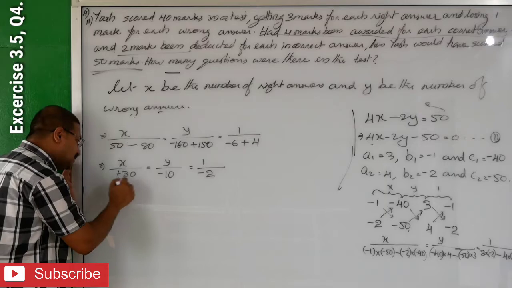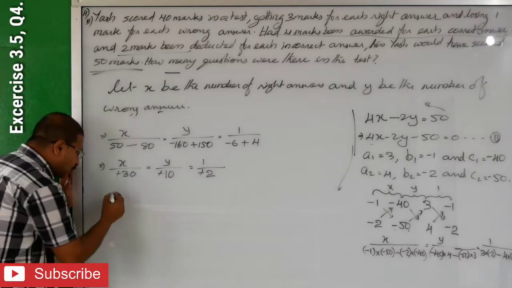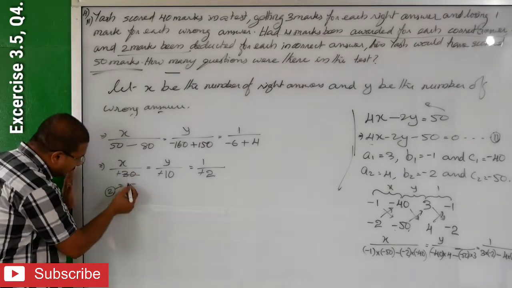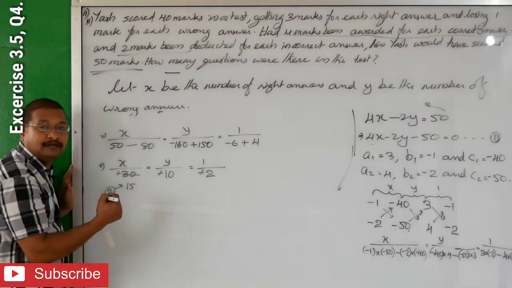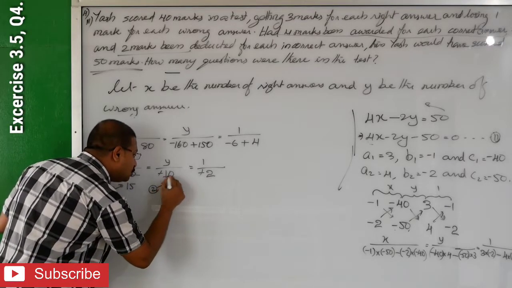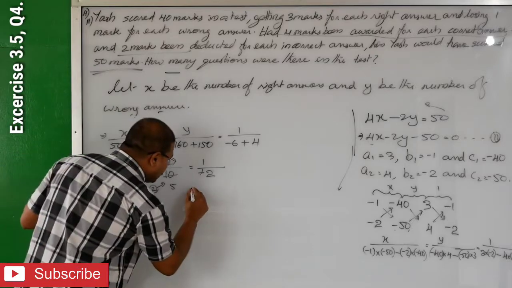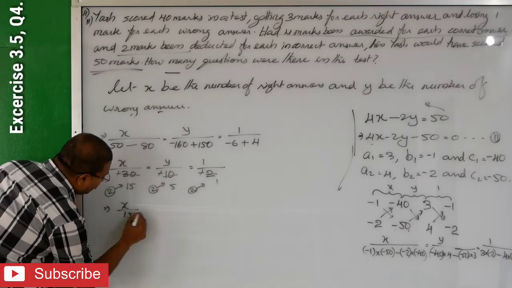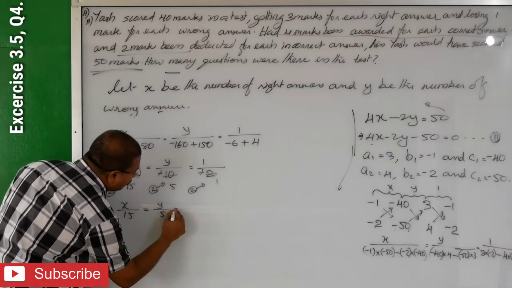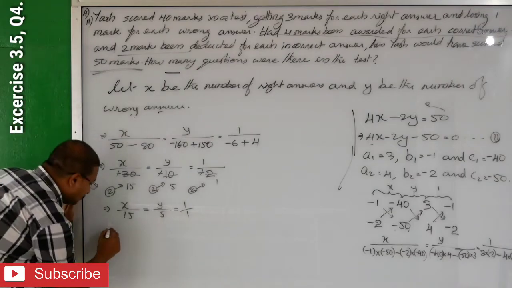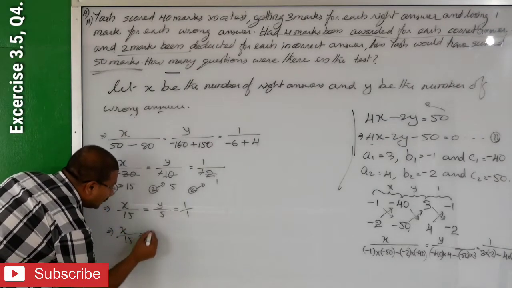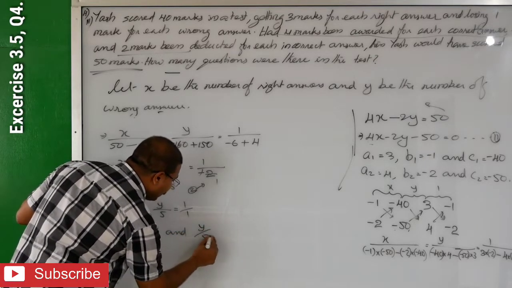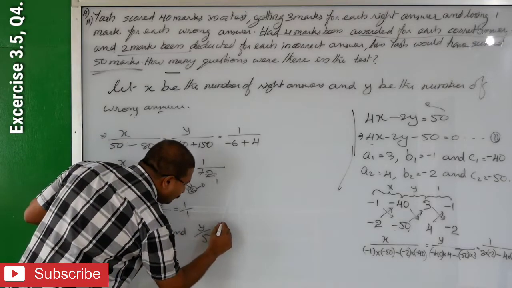All the sides we can cancel minus minus minus. After that we are going to cancel by 2. 2 15s are 30. Otherwise 2 1s are 2. Balance will be 10. 10 means 2 5s are 10. Now when you cancel here by 2, 2 5s are 10. When you cancel here by 2, 2 1s are 2. So we will get this implies x by 15 equals y by 5 equals 1 by 1. This implies x by 15 equals 1 by 1, and y by 5 equals 1 by 1.